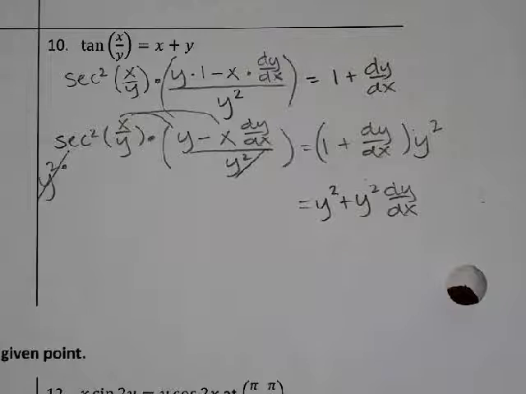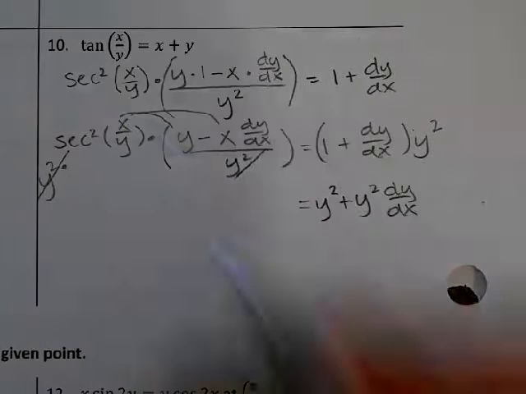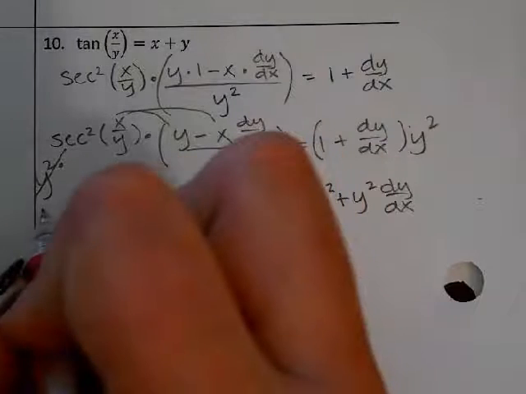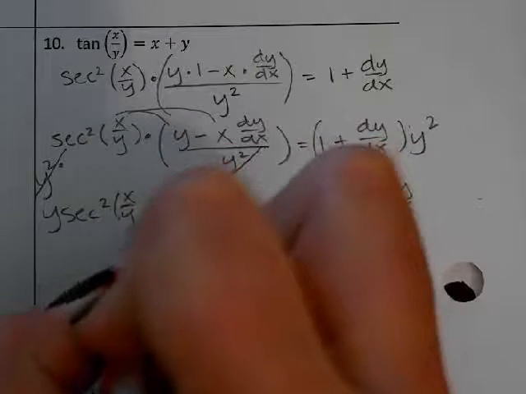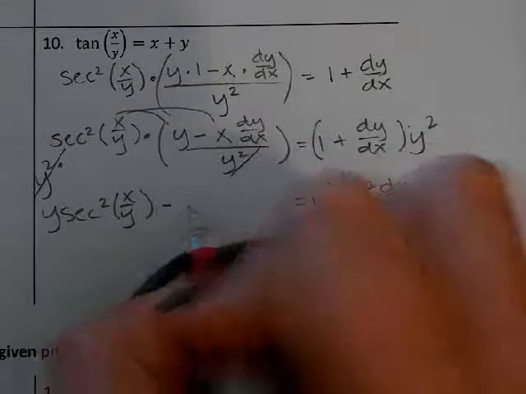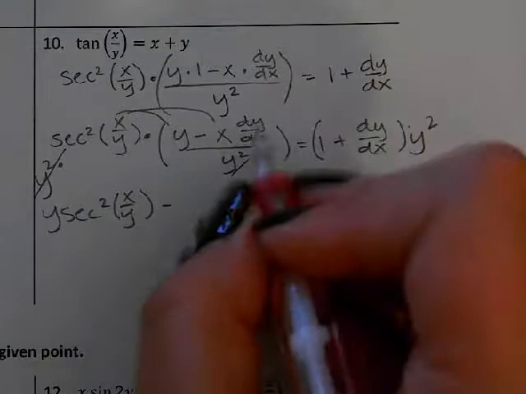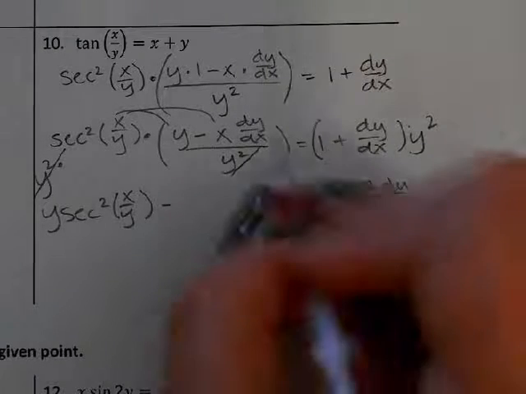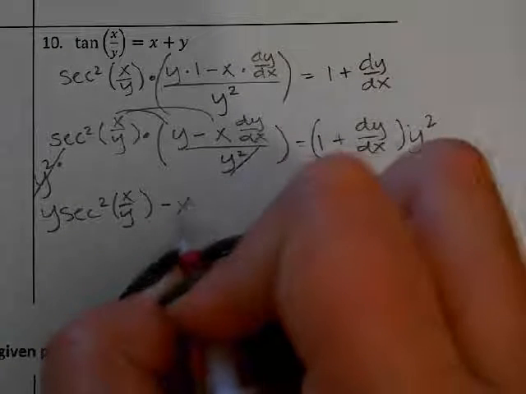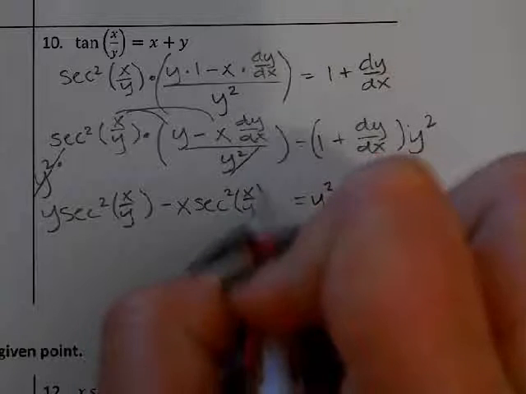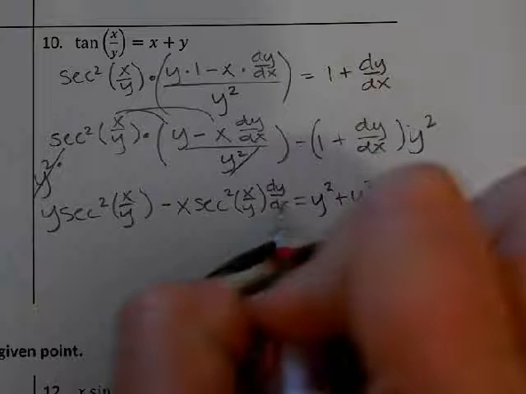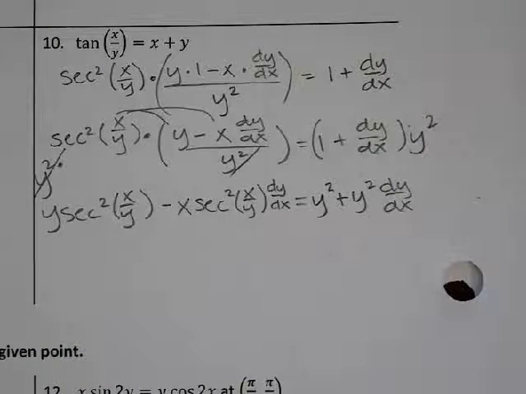So now we're going to have y secant squared, x over y, minus x secant squared, x over y, dy dx. I like keeping the dy dx on the end of the term. Are we comfortable with that?